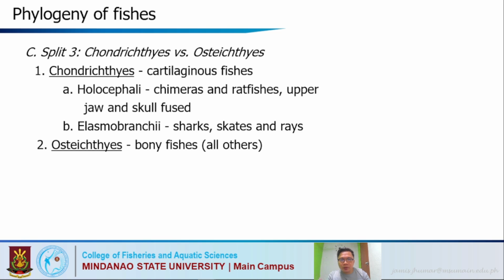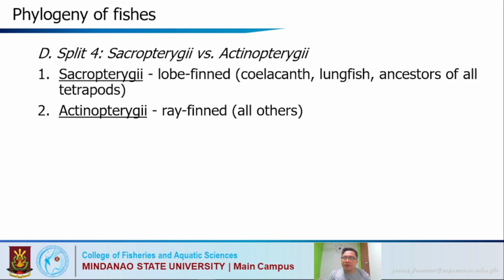And then in this group, you are going to split them further into another split that we call the split according to the lobe fin or ray fin, no? Sarcopterygii or Actinopterygii. So kapag Sarcopterygii, they are classified as lobe fin, and then kapag Actinopterygii, they are classified as ray fin. And then kapag lobe fin siya, for example, your organism is coelacanths or lungfish. So they fall in this particular group. And then kapag hindi naman siya lobe fin, they fall on the group of Actinopterygii.